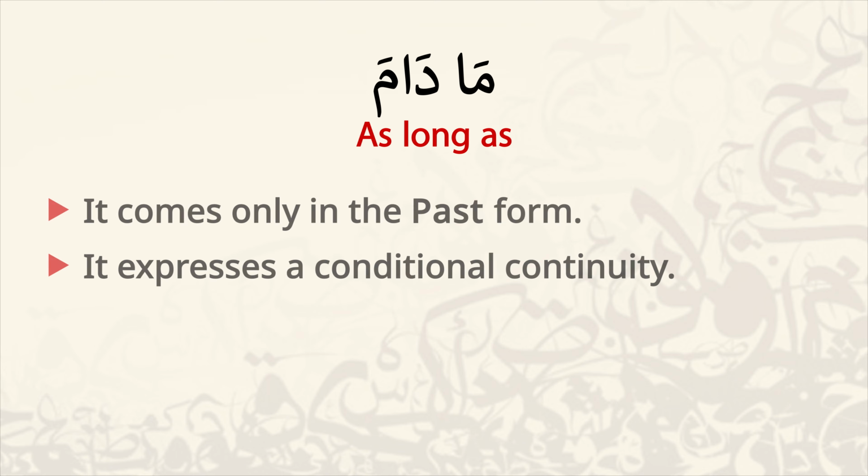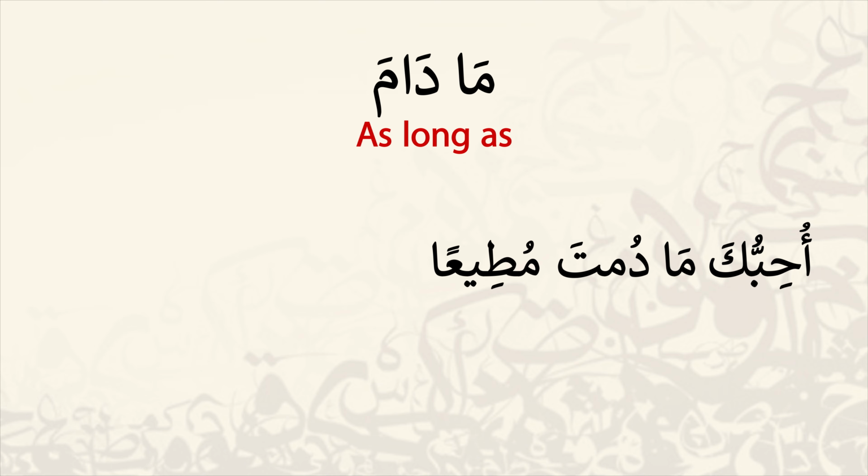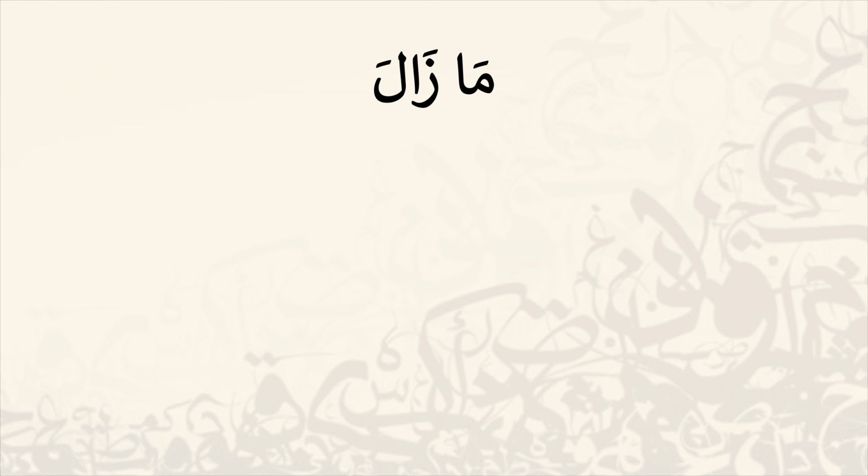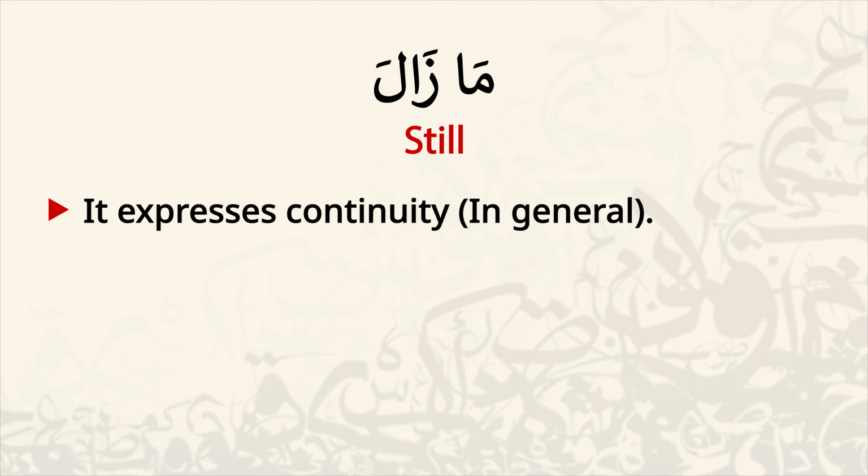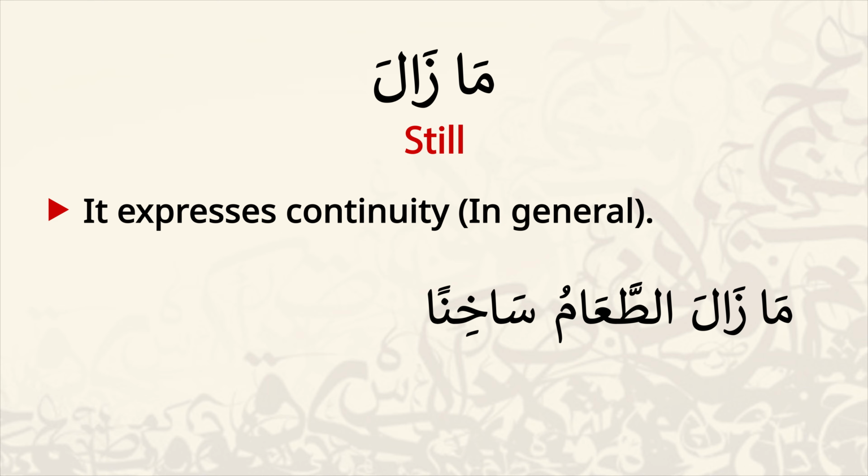Check this example. أحبك ما دمت مطيعا. I love you as long as you're obedient. For the period of time you are obedient, I will love you. And the last verb of this group is ما زال, means still, and it expresses continuity, such as ما زال الطعام ساخنا. The food was still hot. So the food was hot and it keeps being hot till now. This is the continuity this verb implies.